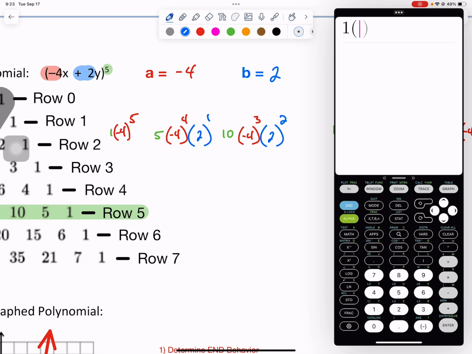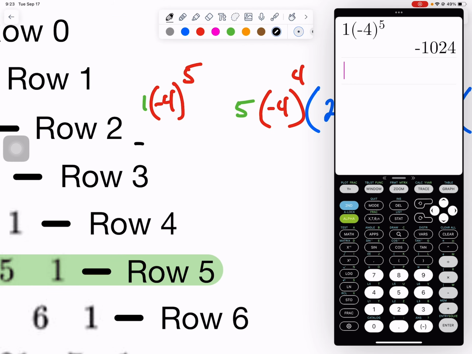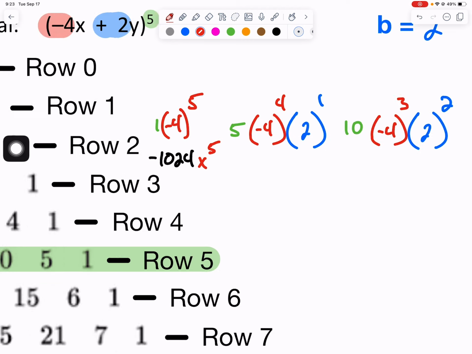We have our 1. We'll open a parenthesis, do -4, close that parenthesis. We are going to up key arrow above that division, hit the number 5, hit enter. What do we get? -1024. And this is how we're going to write our answer here. I'm going to put -1024 in black. We're only working with the red x, so I'm going to put a red x in what it's raised to, which is the 5th power. That's it, that's your first term when we're expanding here with the binomials.